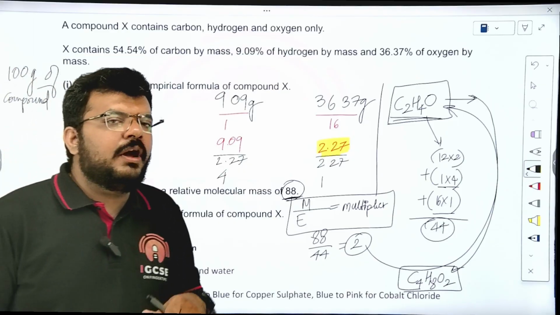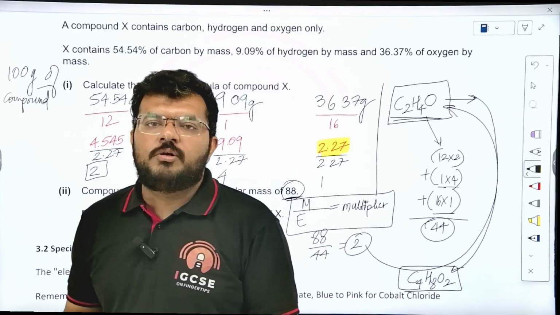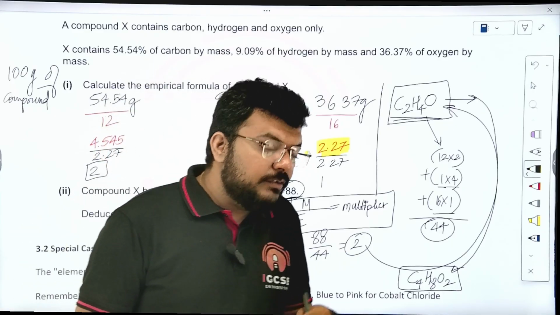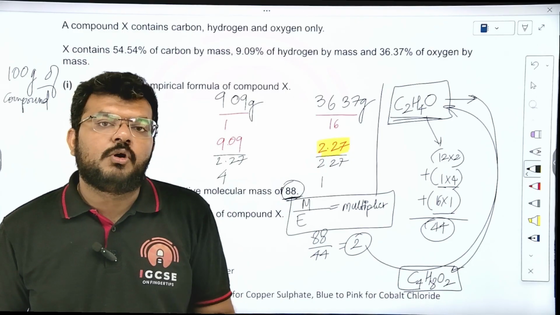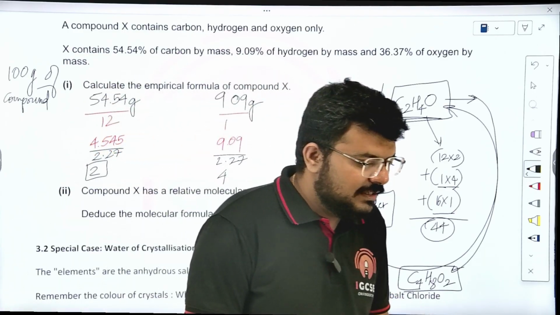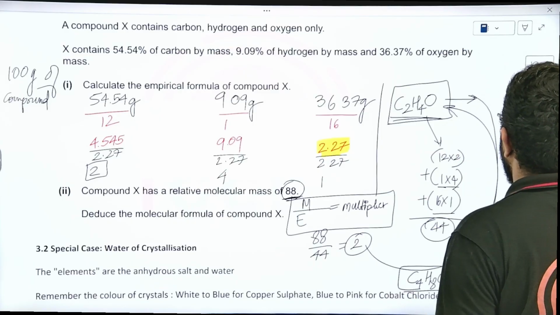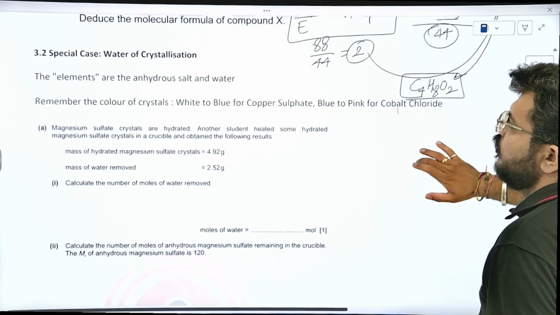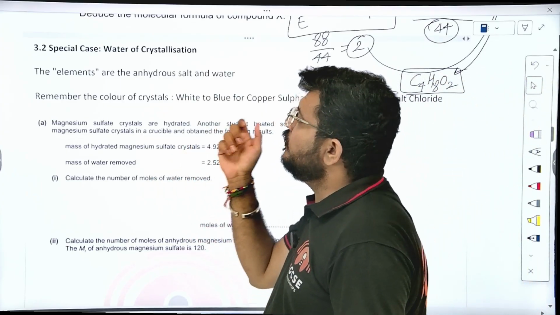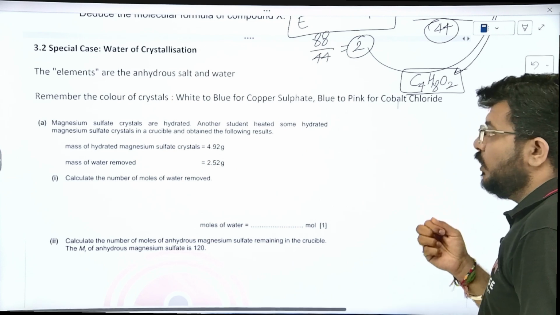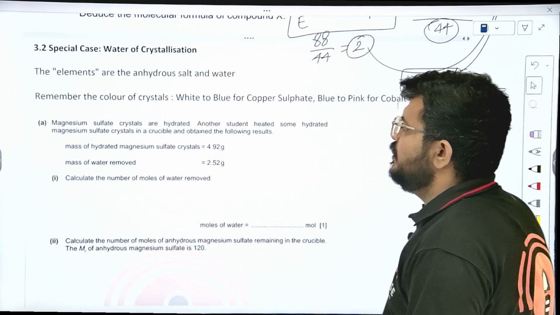So if you have the molecular formula, you can find out the empirical formula. If you have the empirical formula and molecular mass, you can find out the molecular formula as well, right? Let's see what is next in this topic. In the understanding of the mole concept, as I told you, there are a lot of special cases where the water of crystallization, the value of x, generally needs to be found out.